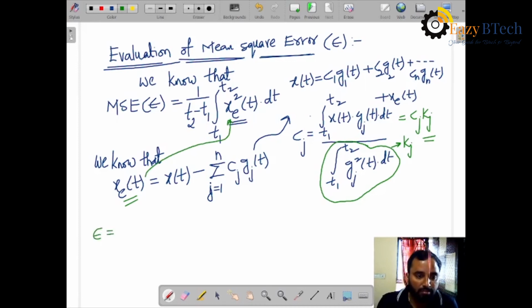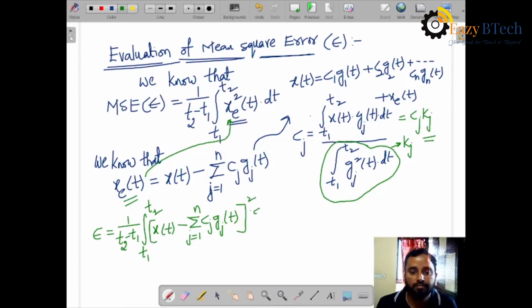So epsilon will now become 1 by t2 minus t1, integral t1 to t2. What is the error function here? We have the error signal: x of t minus summation j equal to 1 to n cj gj of t, whole square, dt. I just substituted the error function or error signal.